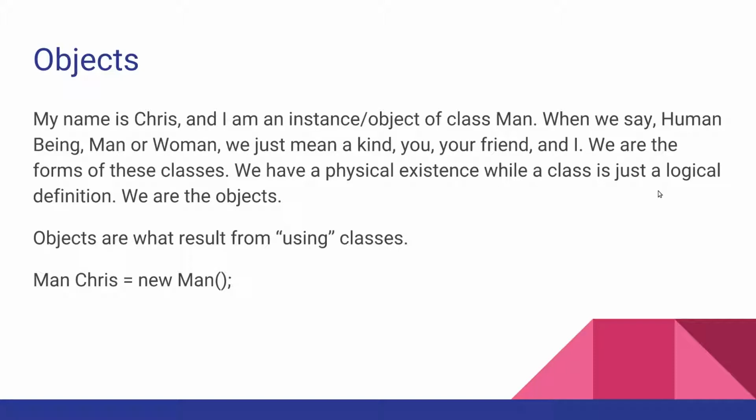It's kind of the difference between an architecture project. You have a blueprint, and then you have the building that you built. The class is the building. The object is the building. The class is the blueprint. Got that backwards.